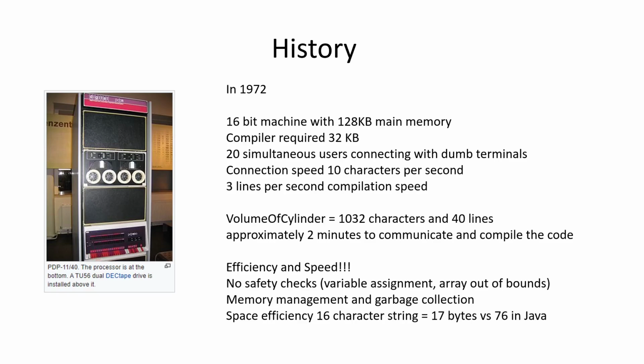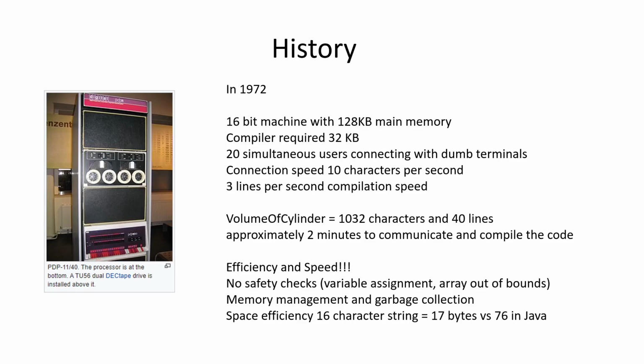All right, this is where the CPU would be down at the bottom of this device, and 20 users would connect to this simultaneously using dumb terminals. Dumb meaning they didn't have their own CPU. The connection speed, I looked this up. I think I made a guess last time, but the connection speed was actually about 10 characters per second, and the C compiler could compile about 3 lines per second. That means the volume of the cylinder program that we just wrote, it had just over 1,000 characters and 40 lines. It would take approximately 2 minutes to send all of this data to the CPU and compile the code.